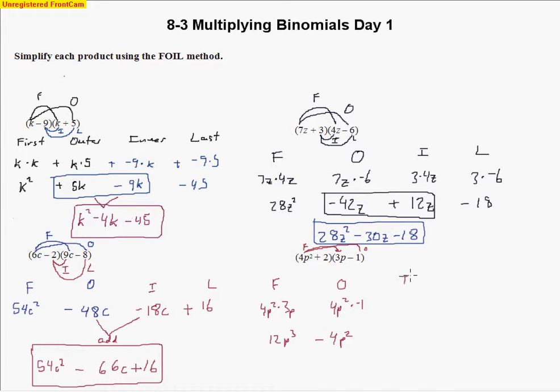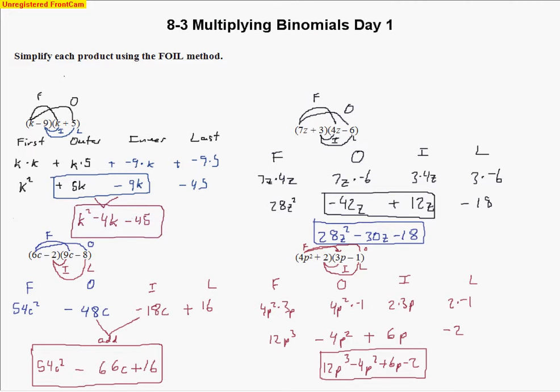And then the inside terms, so I'll move on to the 2 times the 3p. So that makes a 6p. And then the last terms, 2 and the negative 1. So 2 times negative 1 gives me a negative 2. In this case, this 6p was a positive because it was a positive 2 times a 3p. So here there's no terms to collect, so I'm just going to rewrite it. And again, this is in descending order, highest exponent to lowest exponent, so it is in simplified form, standard form.